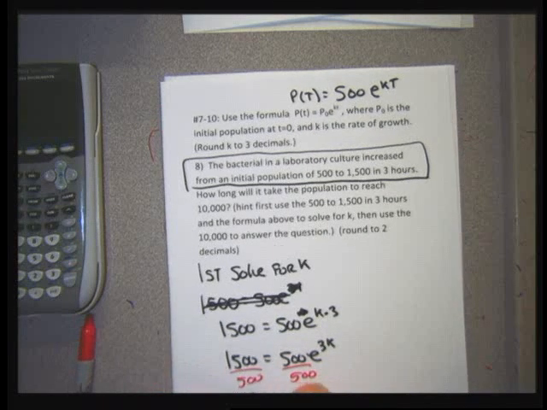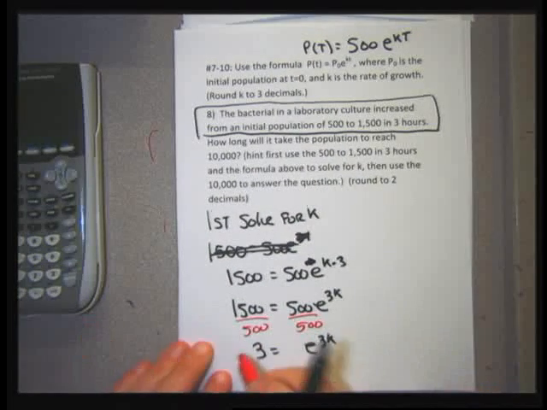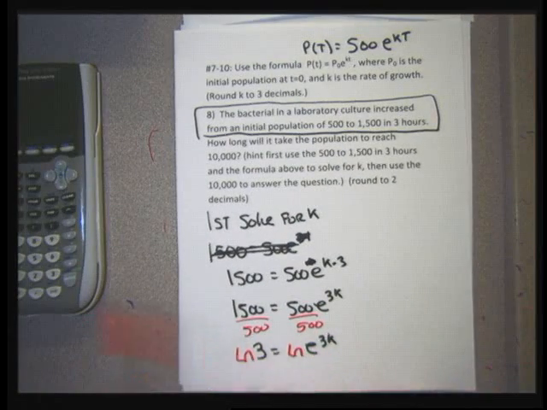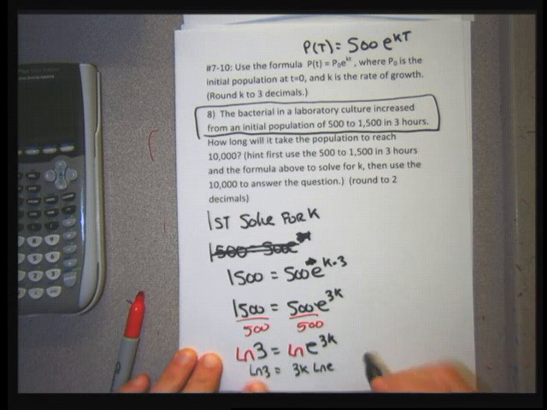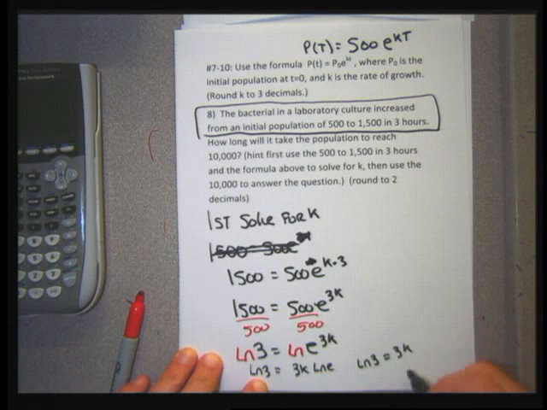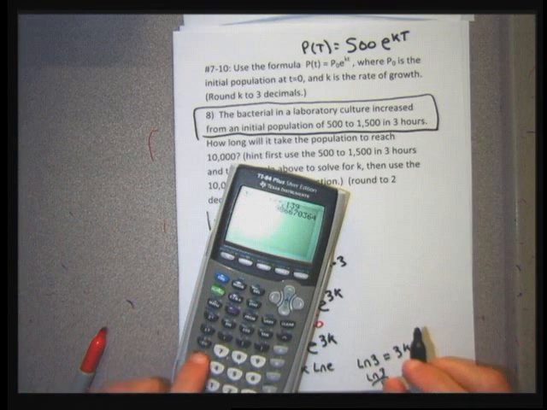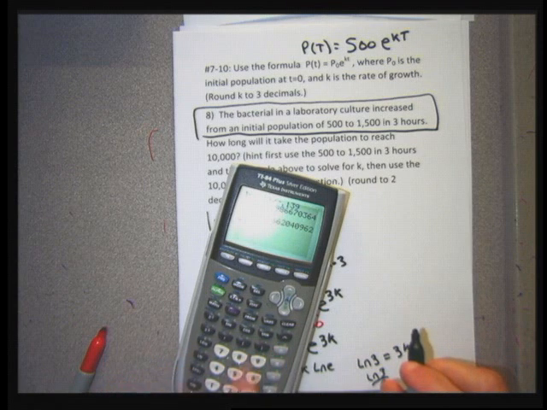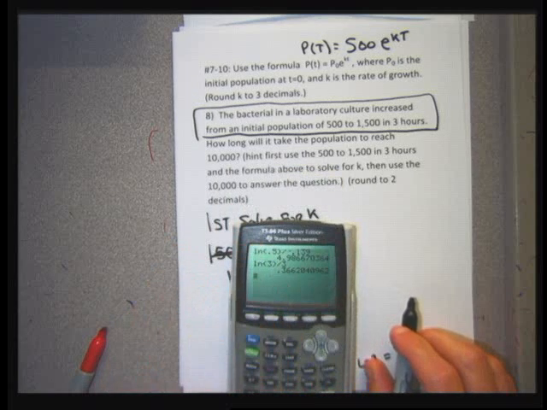I get 3 equals e to the 3k. I'm going to take the natural log of both sides. I'm going to get the natural log of 3 equals 3k times the natural log of e. The natural log of e is 1, so this gives me the ln of 3 equals 3k. So k is the ln of 3 over 3. I'm going to round that to 3 decimals. So the natural log of 3 divided by 3 is 0.366. And that's what I'm going to use for the k.